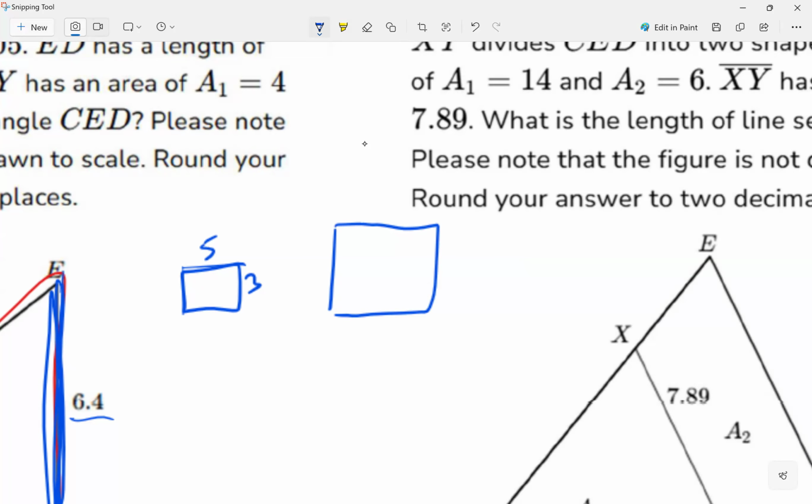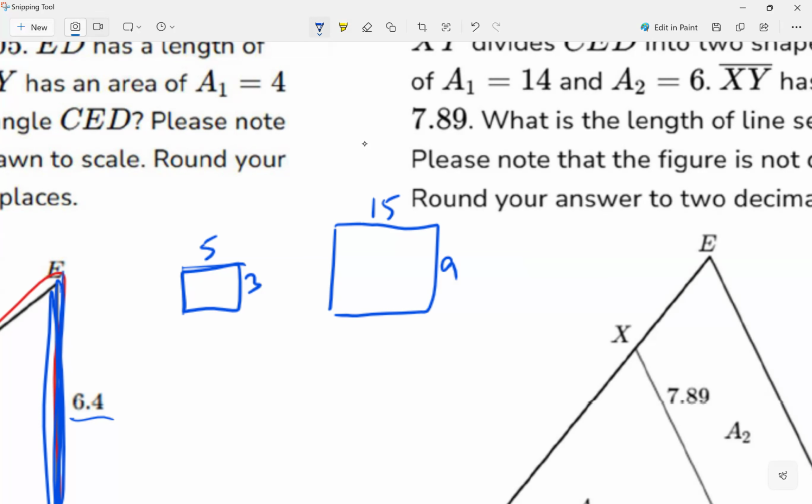Everything here, my measurements 5 and 3, I'm going to use a scale. I'm going to multiply them by the same thing and make my numbers bigger. What if we multiply by 3? So 5 times 3 is 15, and 3 times 3 is 9. So my measurement here is 9.